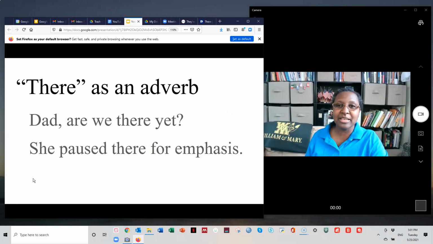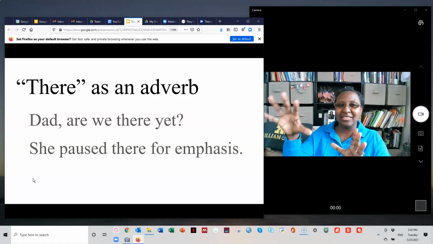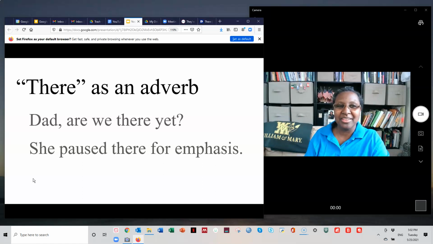There can be an adverb as in getting to a point or at a place in time or action. Dad, are we there yet? Being at a place, an ambiguous place. How many times has a child asked his or her parent, Dad, Mom, are we there yet? There being a place. You're trying to get at a place. It's an ambiguous place. She paused there for emphasis. So you're at a place and perhaps you take a pause or a breath. She paused there for emphasis.